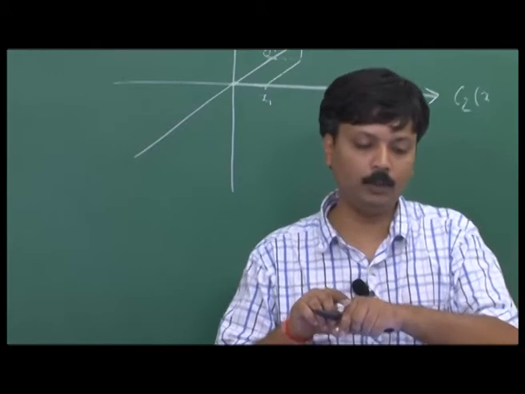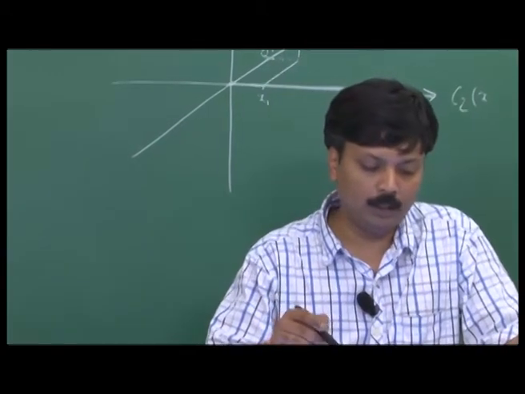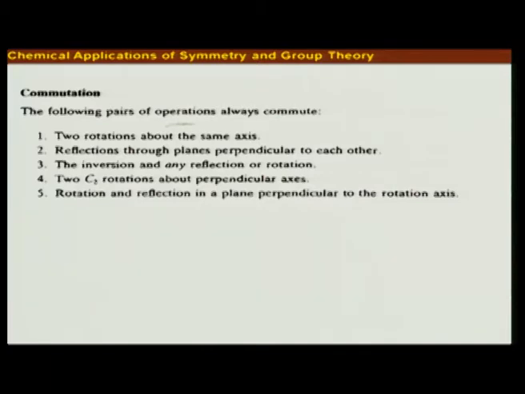There are a few quick points I will run through here, which will be pretty important to note. The following pairs of operations will always commute. Two rotations about the same axis will commute. Reflections through planes which are perpendicular to each other will commute, like sigma xy and sigma xz. The inversion and any reflection or any rotation will commute. Two C2 rotations about perpendicular axes will commute. And rotation and reflection in a plane perpendicular to the rotation axis, that we just saw, that C2 and sigma, will commute with each other.